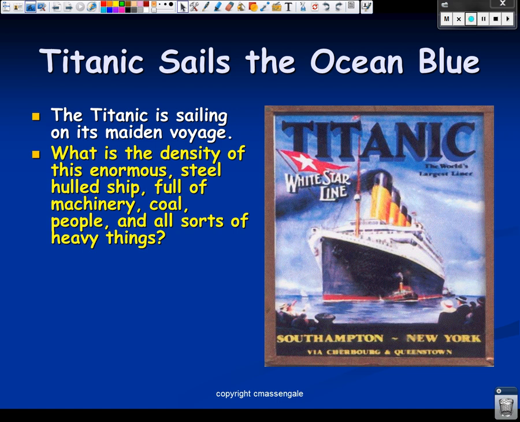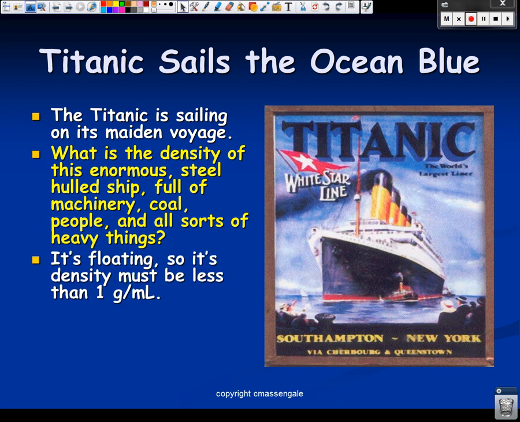How in the world can this big, huge, amazingly large ship have a density of less than 1? What? But the density is still 1. It's still water. Now, it's obviously salt water, and the salt water's density is a little bit more, but it's got to be less than salt water, less than water, so it can float.